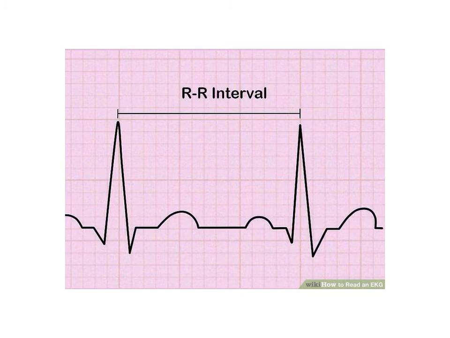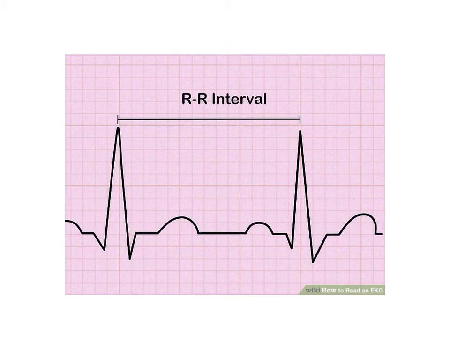So anyhow, now this printout I put here, this picture I should say, is what's called the R to R interval, and this is how we calculate what the heart rate is. And in the old days we used to count the boxes. Each box represented a certain amount of time. I think it's 0.5 milliseconds. I can't remember exactly. It's been a long time. But you can then calculate what the rate is by counting the boxes.